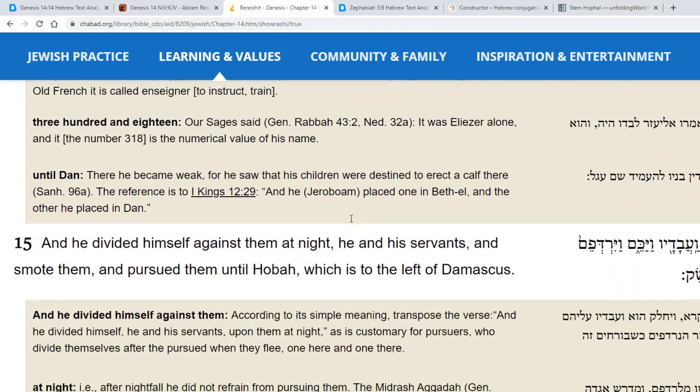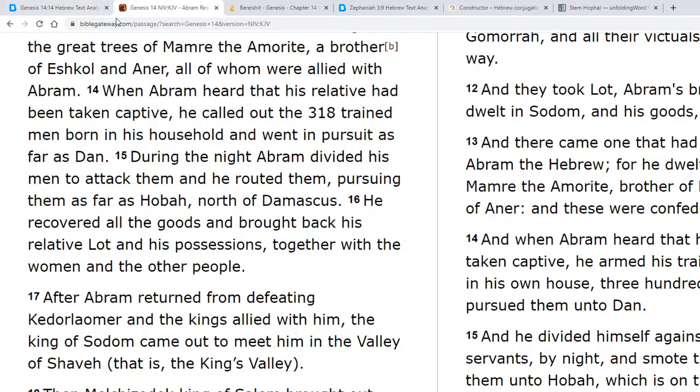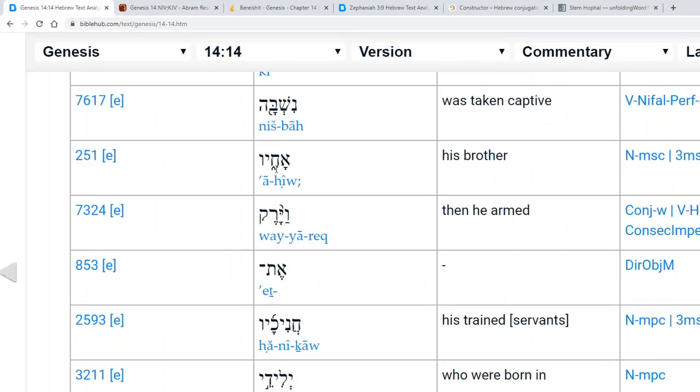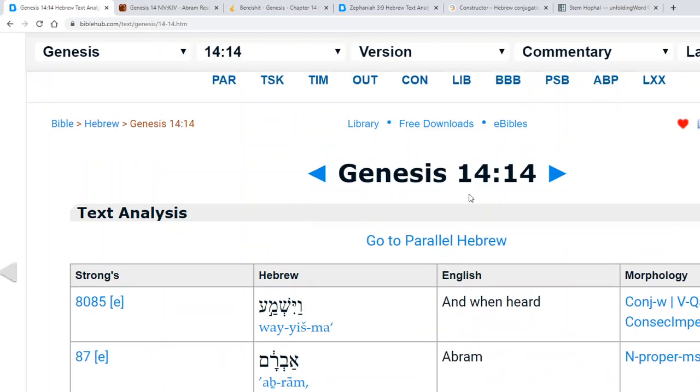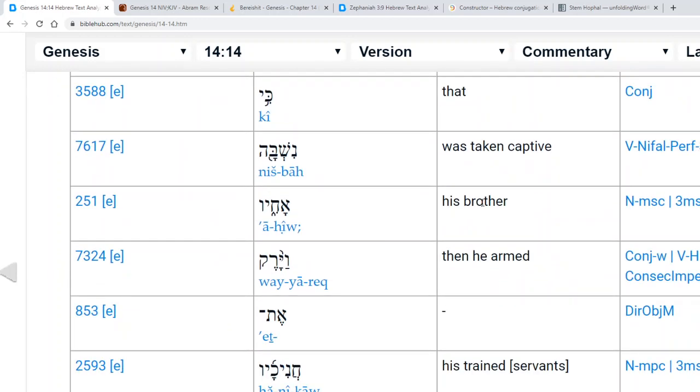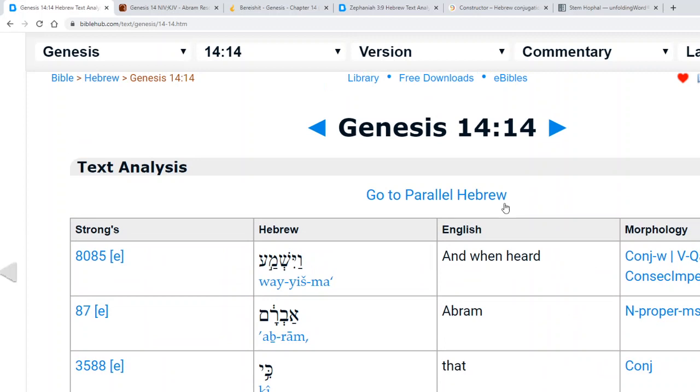318, and this is a midrash. I'm not going to get into it. Until Dan, for he saw his children were destined to. Okay, that's another thing, which we're not going to get into, but you can look up if you like, right? So, Vayarek here, I guess it means to draw weapons. That's my best guess. Okay.